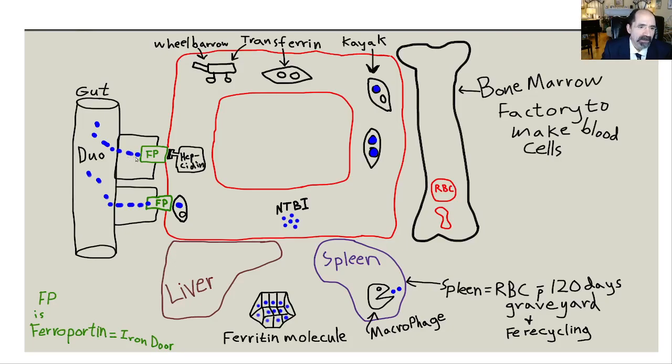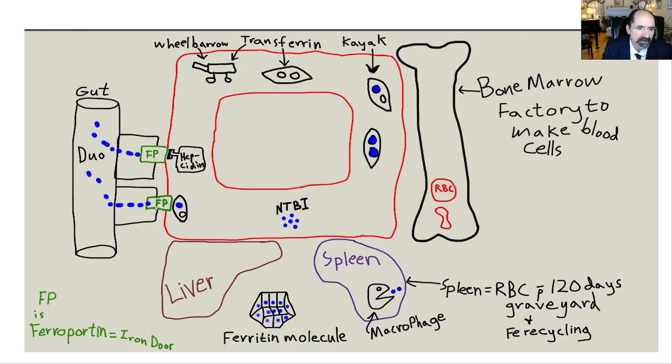And on the far side, so this is the luminal side of the duodenum and the enterocyte, and here is the opposite side. It's called the basal side, all right? And FP stands for ferroportin. So ferro is anything with FER. That's the prefix for iron from the Latin ferrum, for iron. So ferroportin, portin's like a door. So ferroportin is the door by which iron enters the human body.